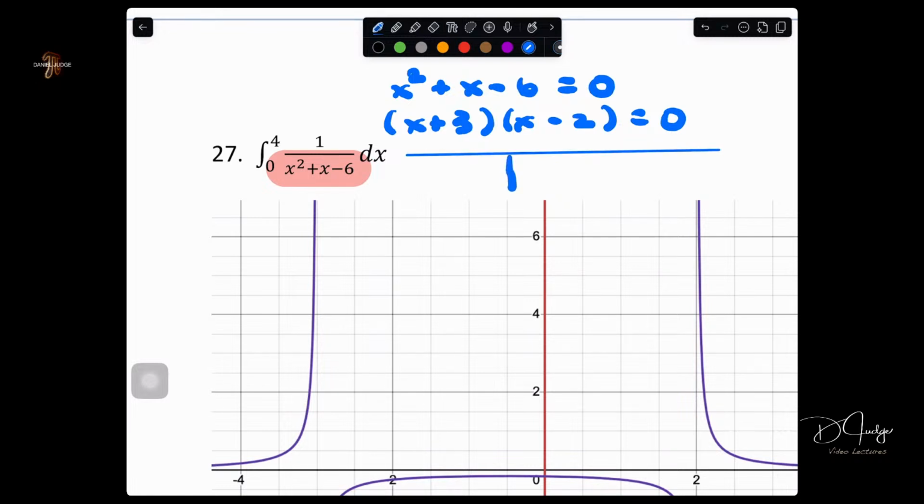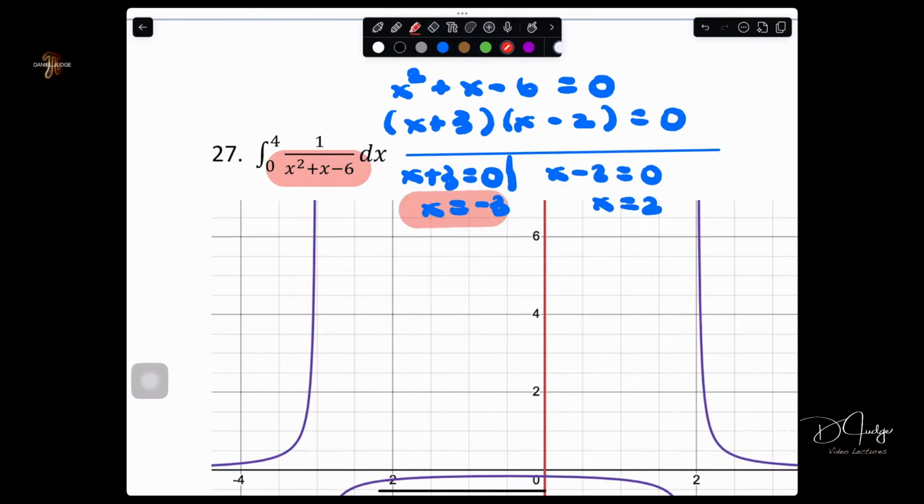So by the zero product rule, we know x plus 3 equals 0 and x minus 2 equals 0, and this tells us that here x will be negative 3, and here x will be positive 2. So here are our vertical asymptotes. These are the values of x that we cannot have.